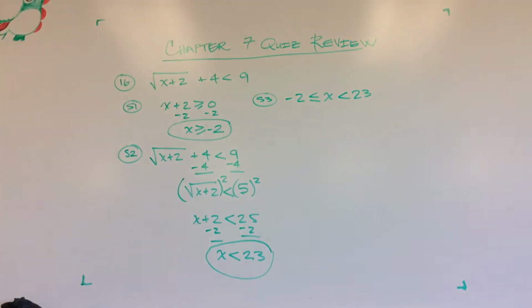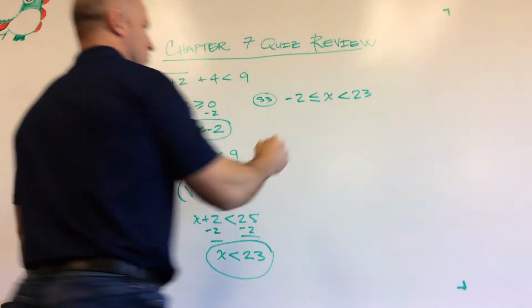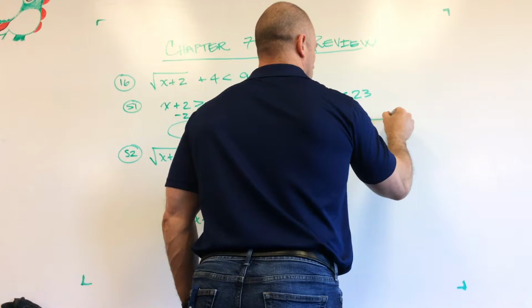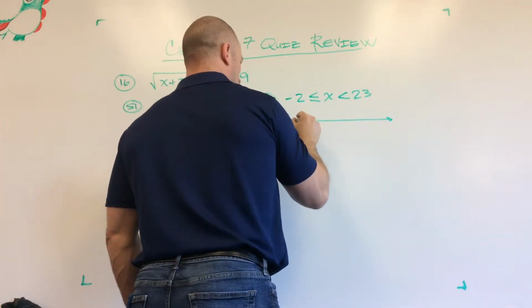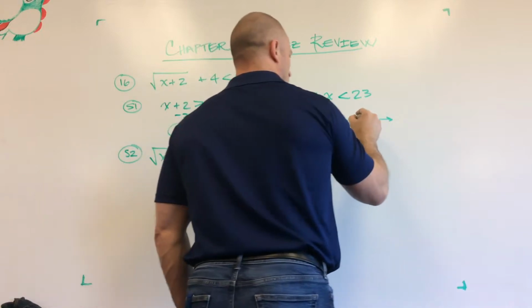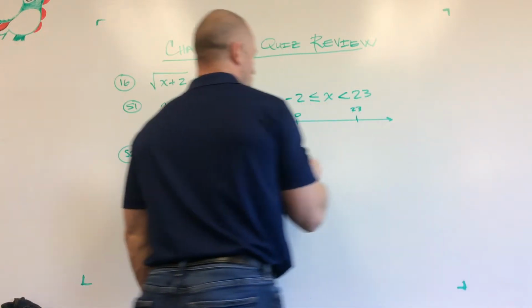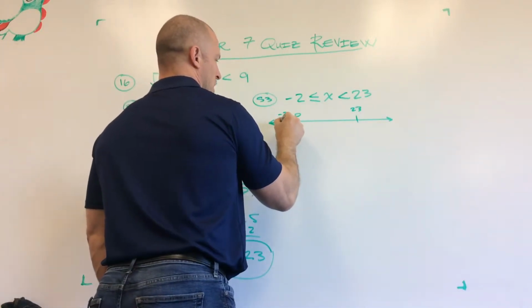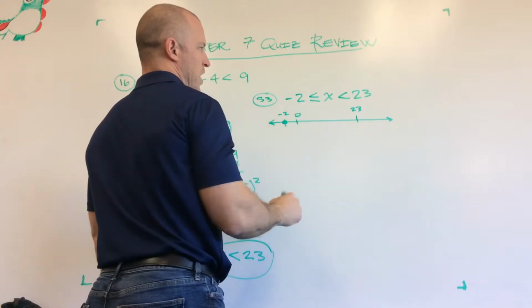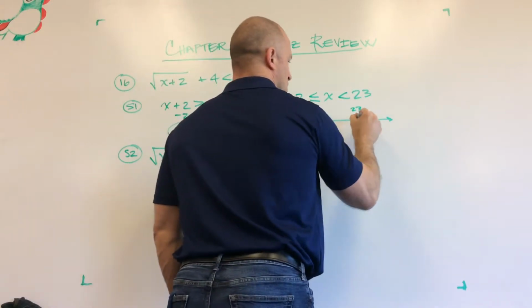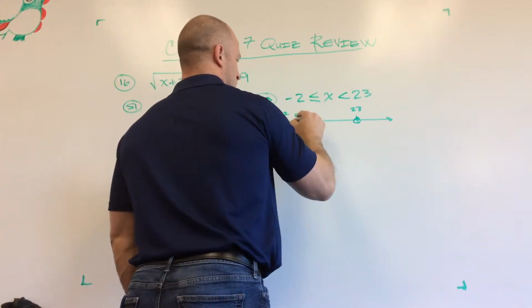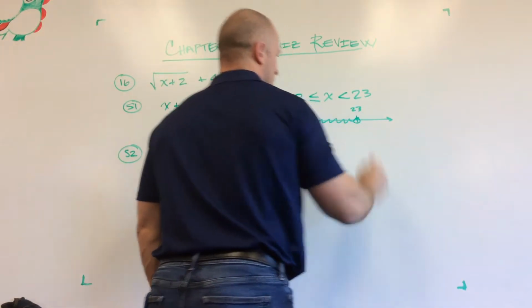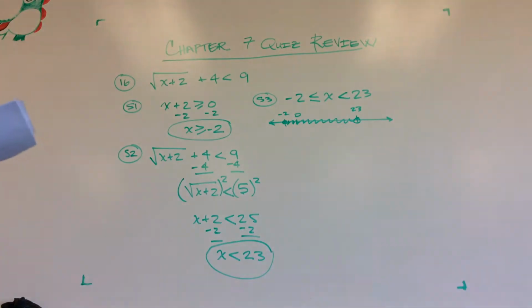To help us visualize that, we can graph it if we want. We'll have a closed circle at negative 2 because it's a permissible value. At 23, we'll have an open circle because x must be strictly less than, and then we see that we're going to have all the solutions in between those two values.